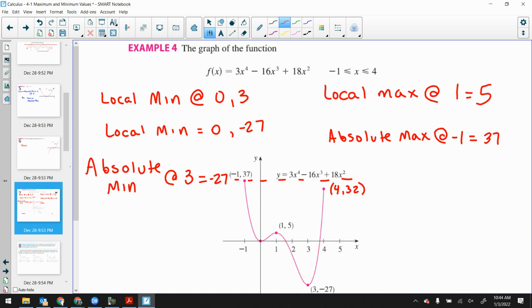So, this is just a reminder that the absolute does not have to be a local, right? Can it be a local? Yeah, and that's what we see here: the absolute minimum is a local minimum, but the absolute maximum is not a local maximum. It doesn't have to be. The reason it's happening that way is because this is a closed interval.